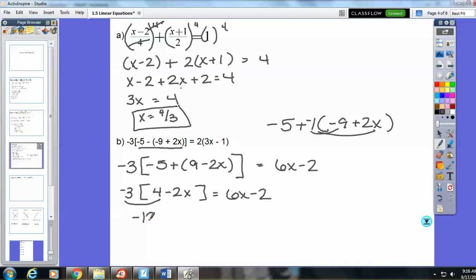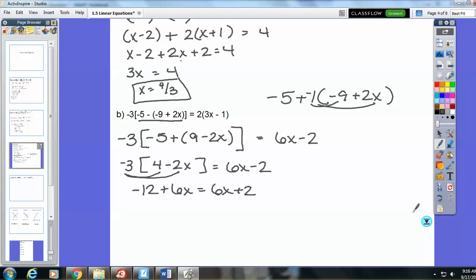Distribute my negative 3, so I get negative 12 plus 6x equals 6x plus 2. What do we do now? Yes, 6x minus. Thank you. So if I subtract my 6x, those cancel, and I'm left with negative 12 equals negative 2.